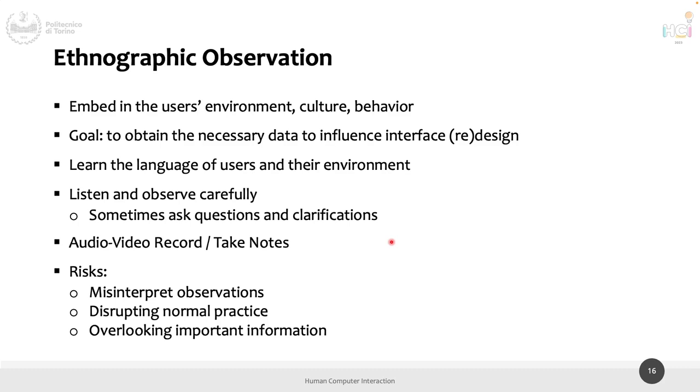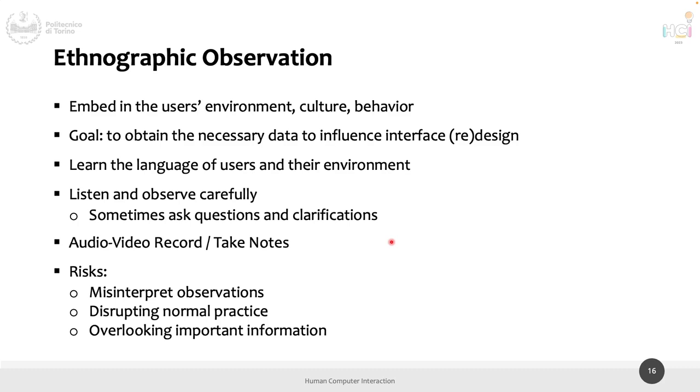Depending on which kind of observation you do, it's mostly about listening and observing carefully. Not just watching, like watching a movie or a TV series, it's actually observing the person or the people doing the work in their context. Typical observations are audio-video recorded, and most of the time, all the time, there is someone who takes notes. So there is observation plus note-taking, because you need information to proceed.